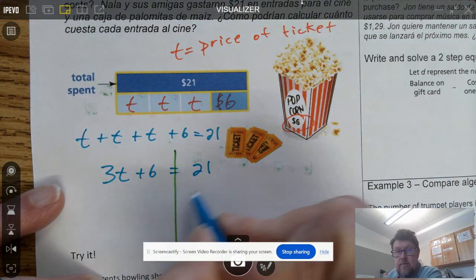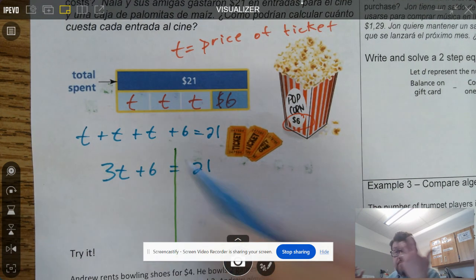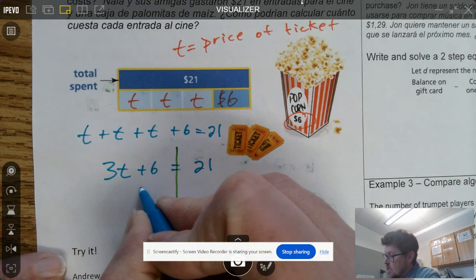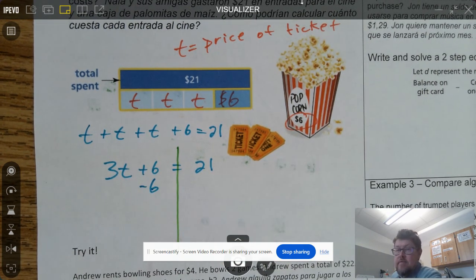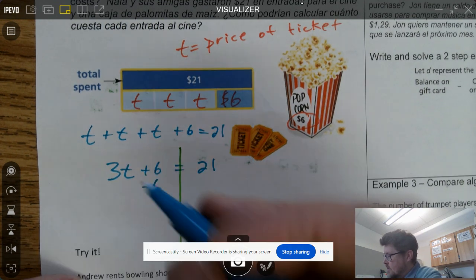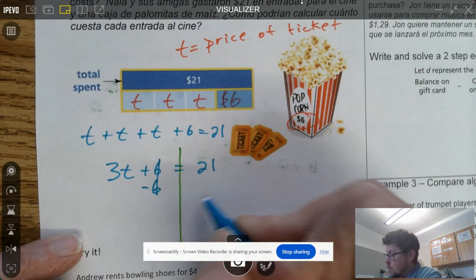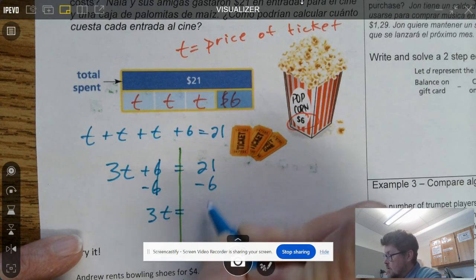I want to match these numbers up. These are just regular numbers, so I can put them together. It's called combining like terms. And I'm going to do the opposite, or the inverse, of addition. La apuesta de adición es subtracción o menos, ¿sí? O resta. So those cancel out because that's 0, and I do the same thing on the other side. So I end up with 3t is equal to 15.